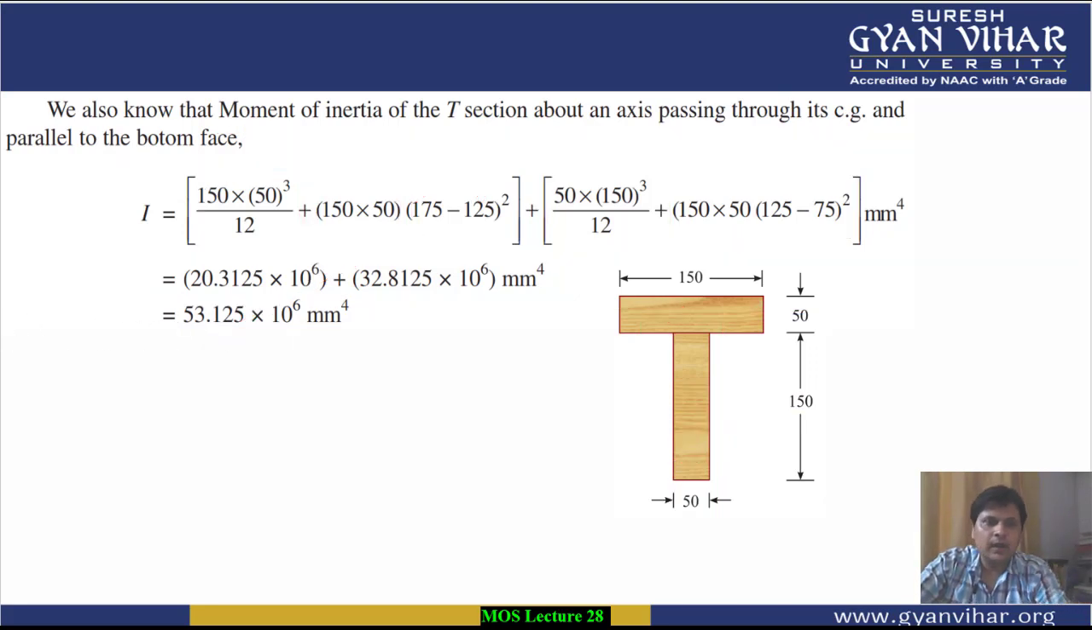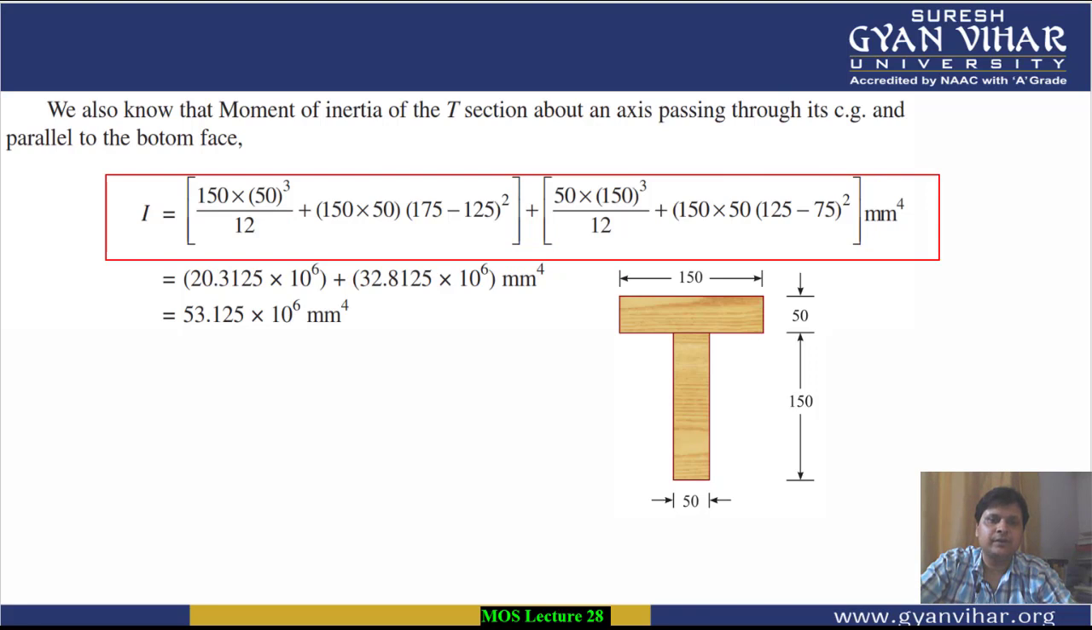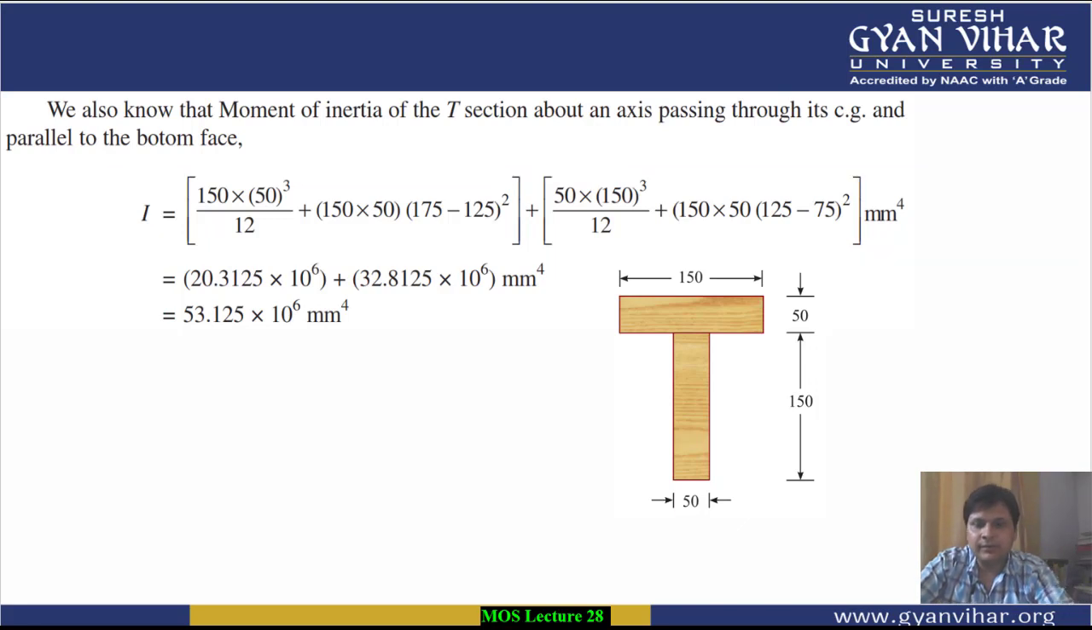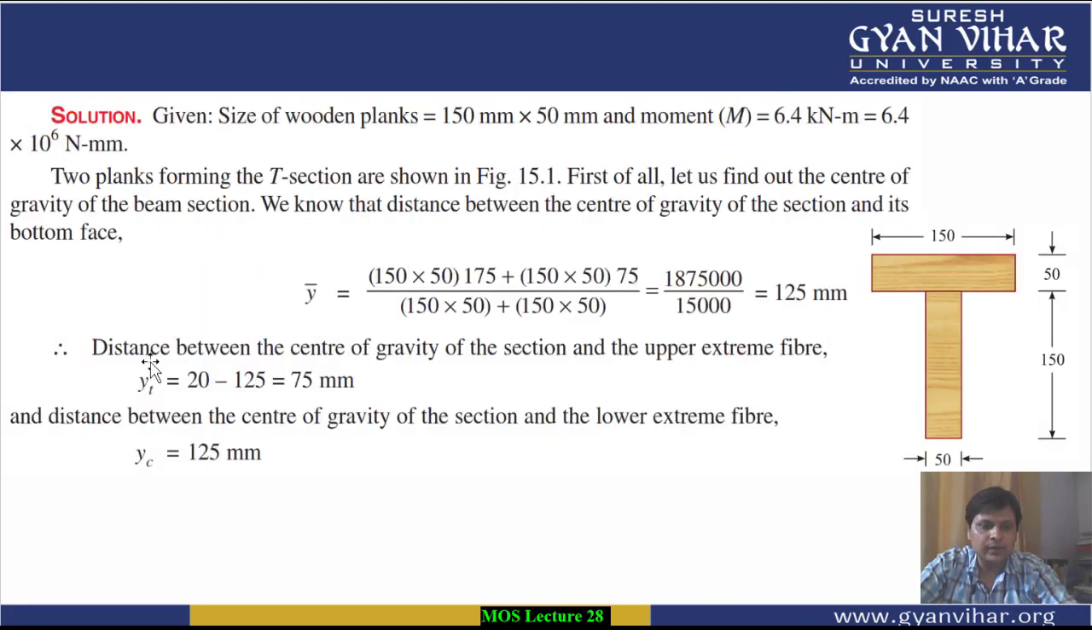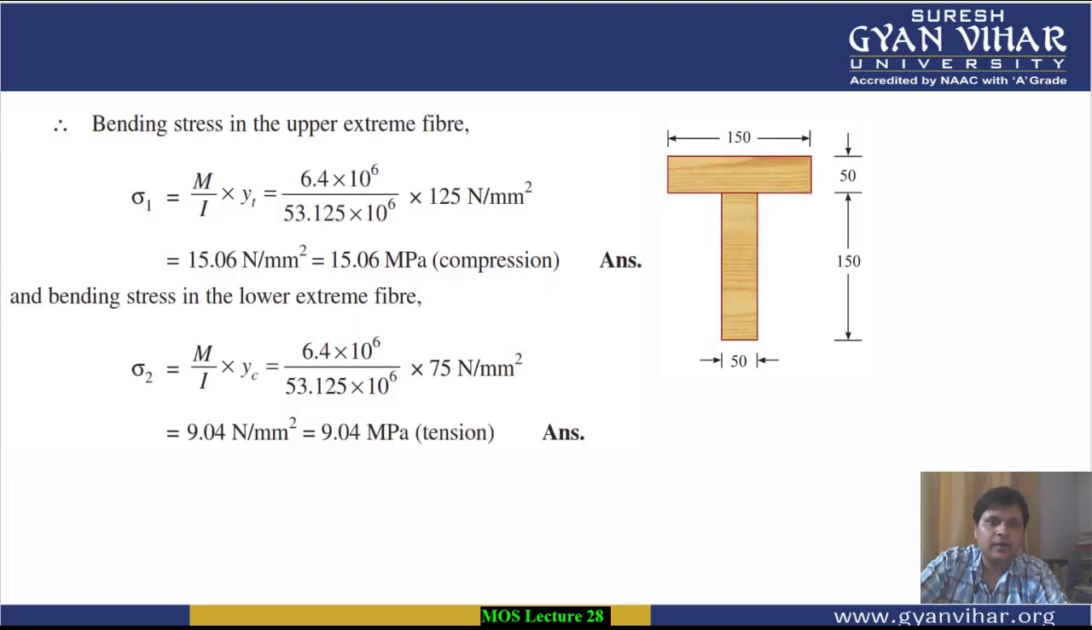Moving further, students, after the calculation of this moment of inertia, this was the extra effort which we have made. Now I and Y, both the two important things needed, have been calculated here in a different way. Y will be the major value among the two, among YT and YC. You see YC is greater, 125 mm.